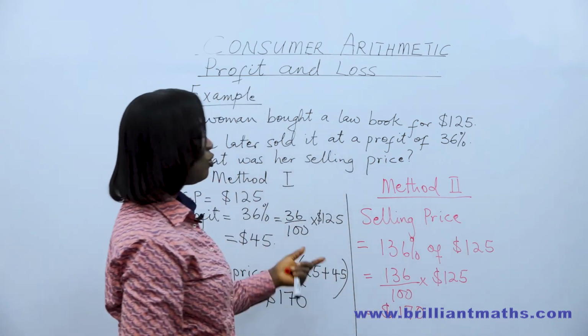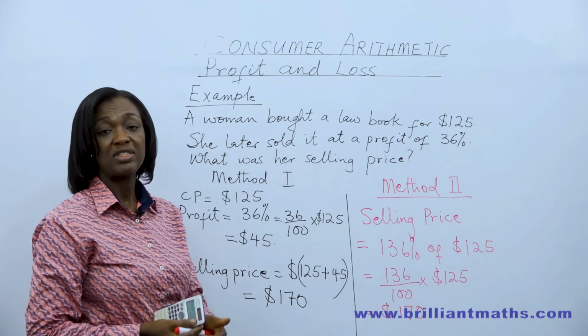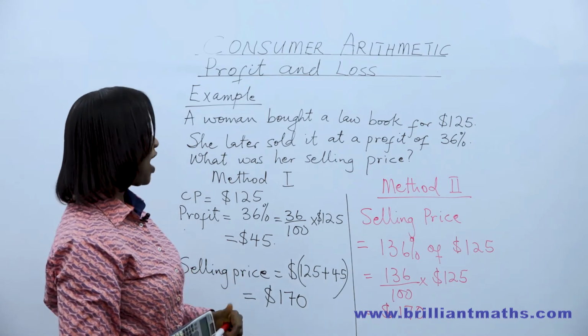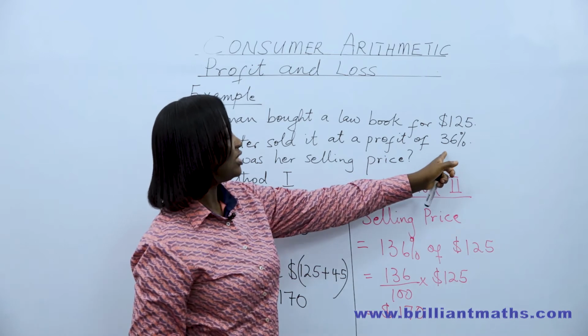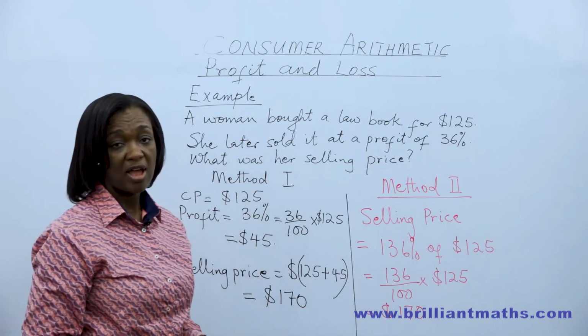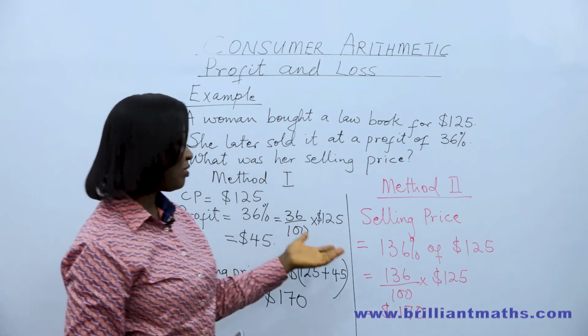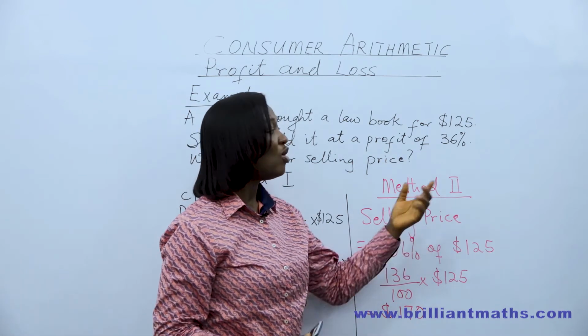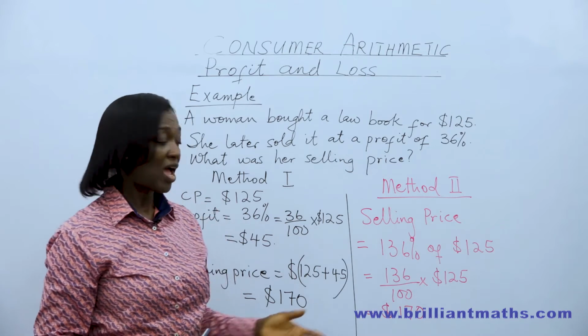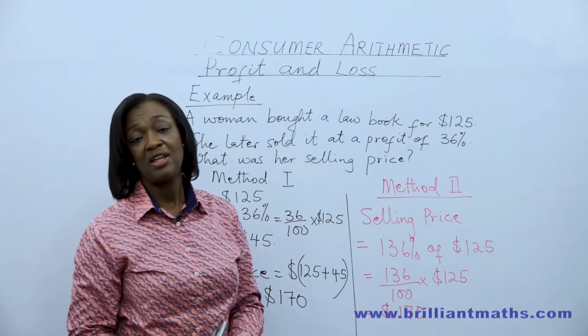So like I said, whichever method you use, you would get the same answer. You either find 36% of 125 and add it on to 125 to get the selling price, or you simply find 136% of $125. And as we can see, the answers are the same.